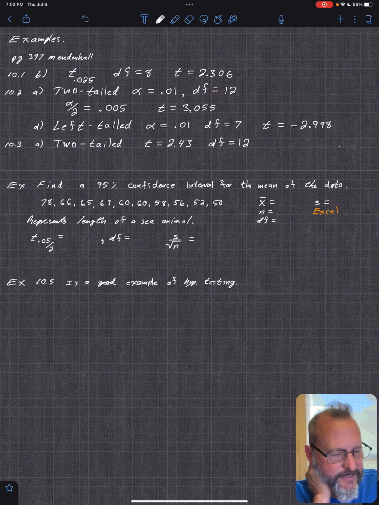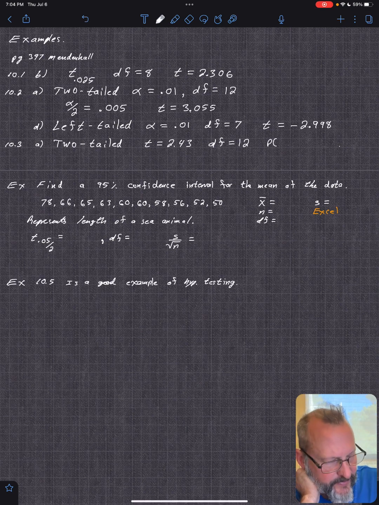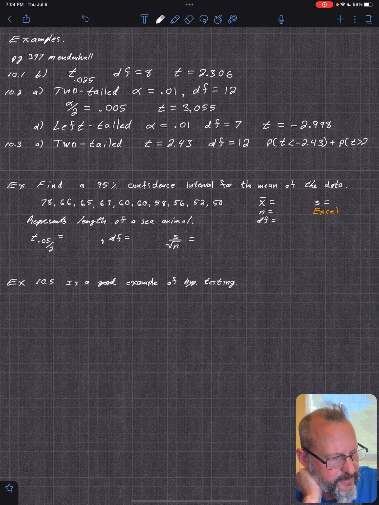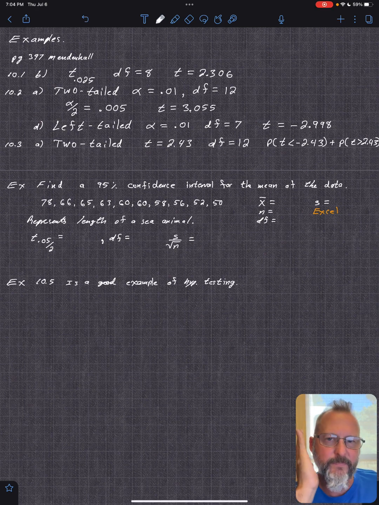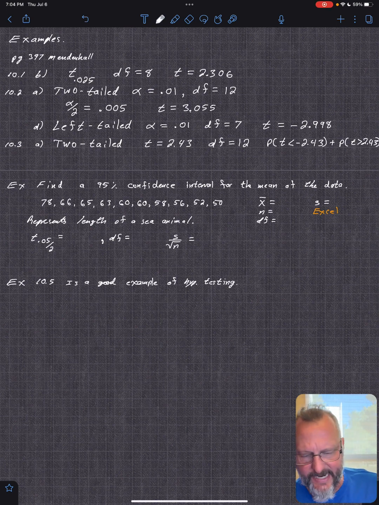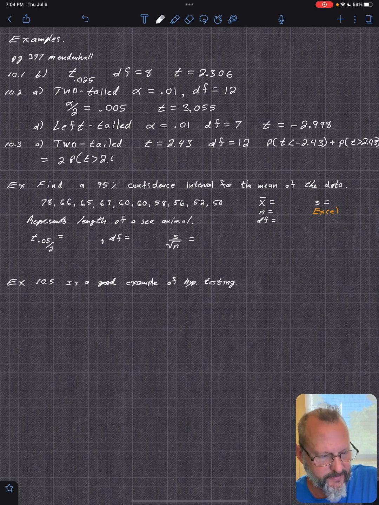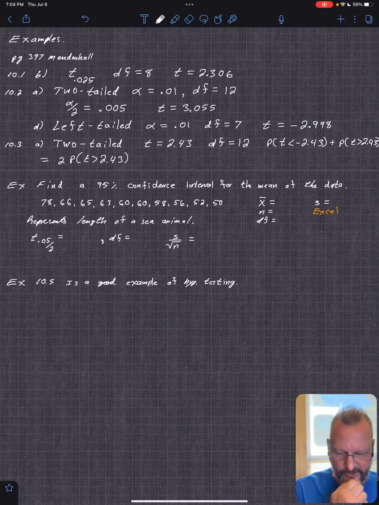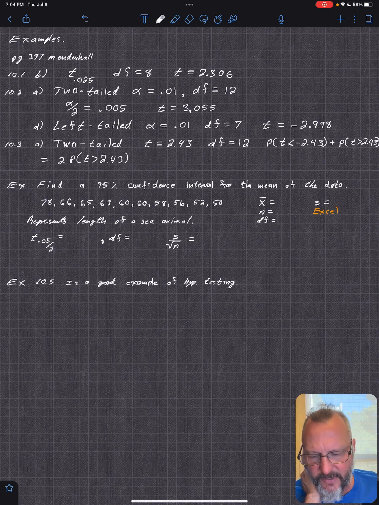So this is where we have to think about it. Two-tailed test going like this on either side. So we're looking at the probability that t is less than negative 2.43 plus the probability that t is greater than 2.43. So you're on either side, but it's a symmetric case. So left side and right side are equal. So when you look this up, this is equal to 2 times the probability that t is greater than 2.43. So that's what you can look up.